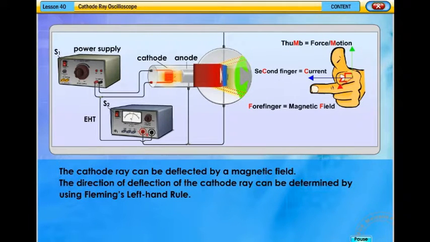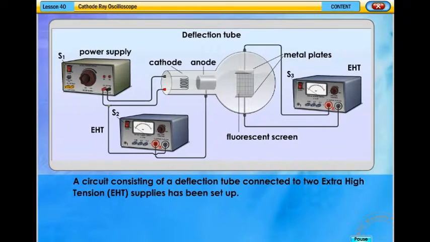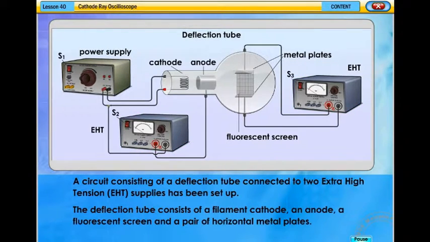The cathode ray can be deflected by a magnetic field. The direction of deflection of the cathode ray can be determined by using Fleming's left-hand rule. A circuit consisting of a deflection tube connected to two extra high tension EHT supplies has been set up. The deflection tube consists of a filament cathode, an anode, a fluorescent screen, and a pair of horizontal metal plates.